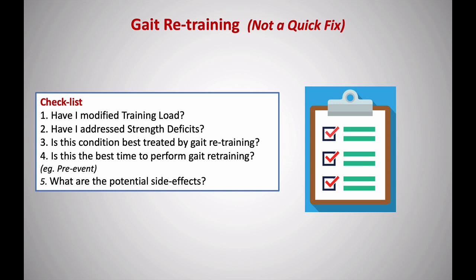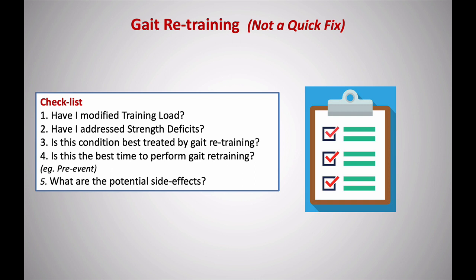Certain things can be changed, for example, overstride and decreased cadence, but certain things can't be changed, like pronation. Hip internal rotation can't be changed by gait retraining, or is much harder to change. And is it the best time to change? If they've got an event coming up in 3 weeks' time, is it a good time to change their cadence, especially if they're doing a new event?